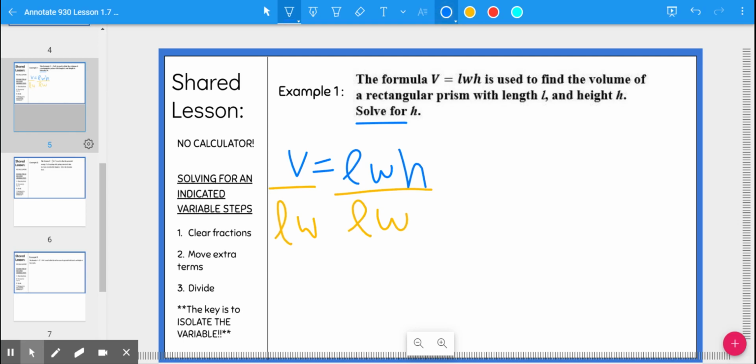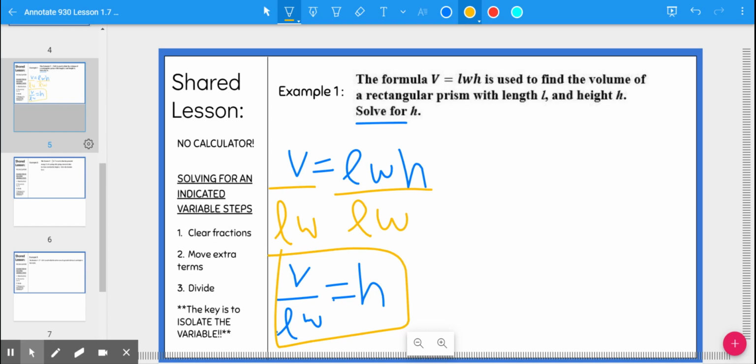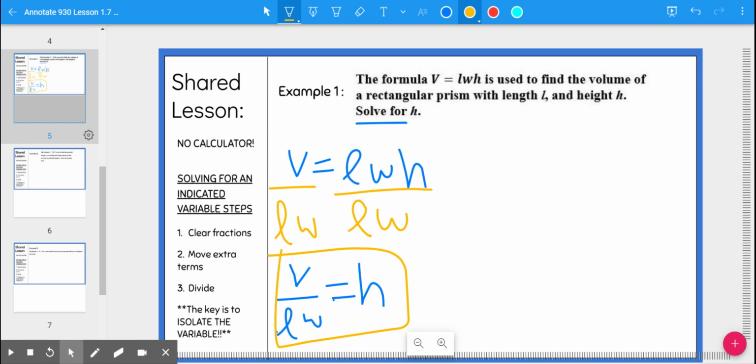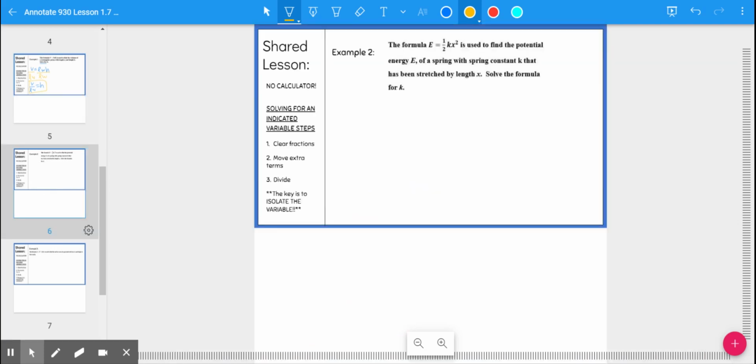So then I am left with now V over length times width is equal to H. And now we have rearranged our formula and we have solved for H. So H is equal to V over length times width. Now, if you need to pause the video, make sure you have all these steps down in your notes, that's fine. But we are now going to move on to our second example here.